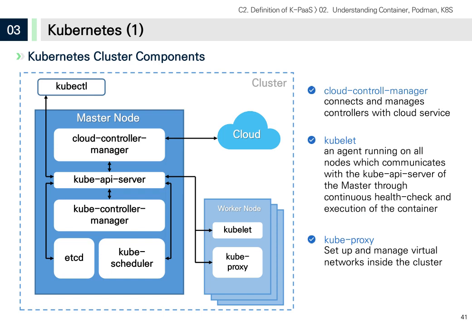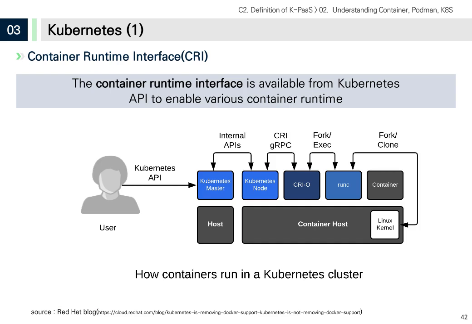The worker node's kubelet is an agent that runs on every node and communicates with the master's Kube API server by running containers and performing continuous health checks. And the Kube proxy is a network proxy that runs on each node in the cluster, setting up and managing an internal virtual network. Next, let's look at the Container Runtime Interface, or CRI.